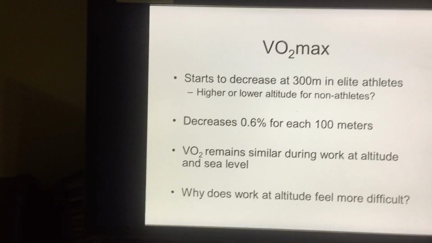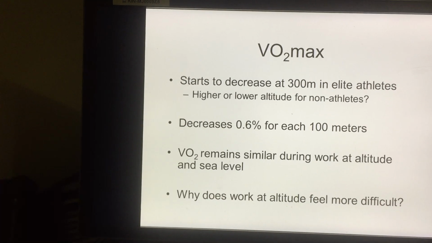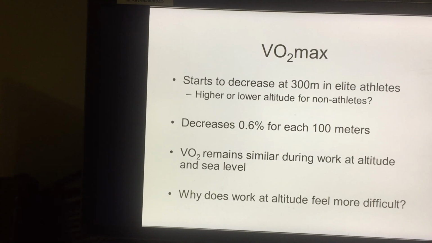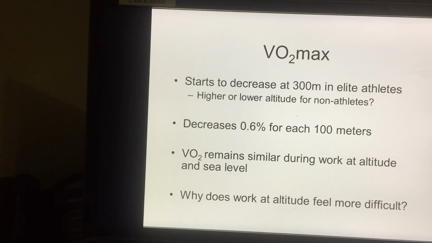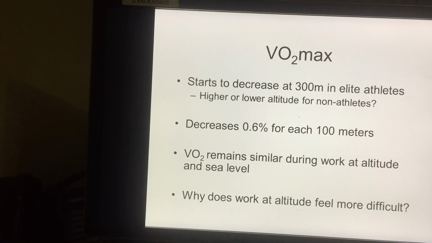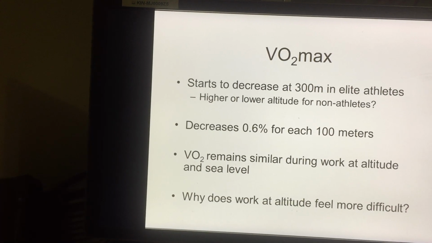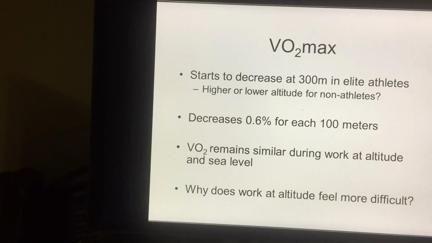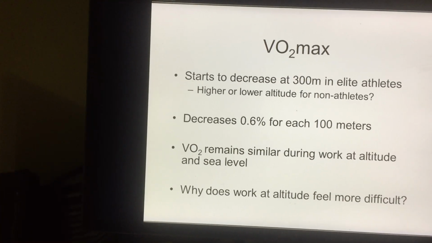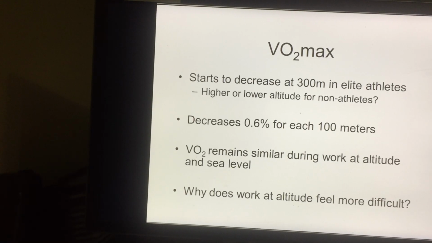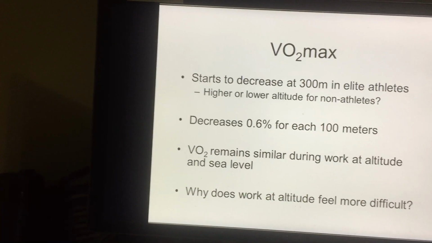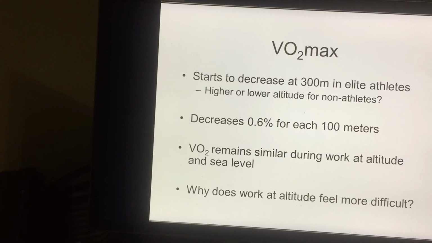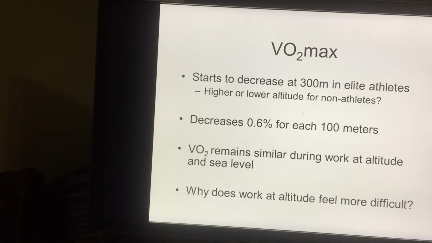VO2 max starts to decrease at 300 meters of altitude in elite athletes. The question here is whether it starts to decrease at a higher or lower altitude for non-athletes. For non-athletes, VO2 max doesn't start to decrease until a higher altitude. So elite endurance athletes seem to be more sensitive to low altitudes.